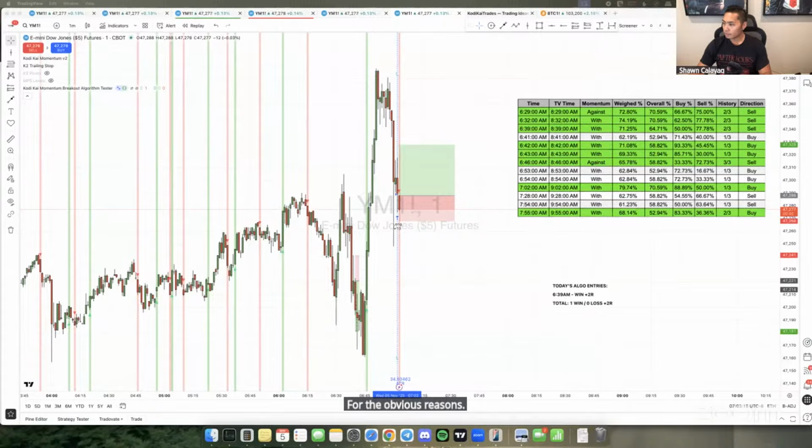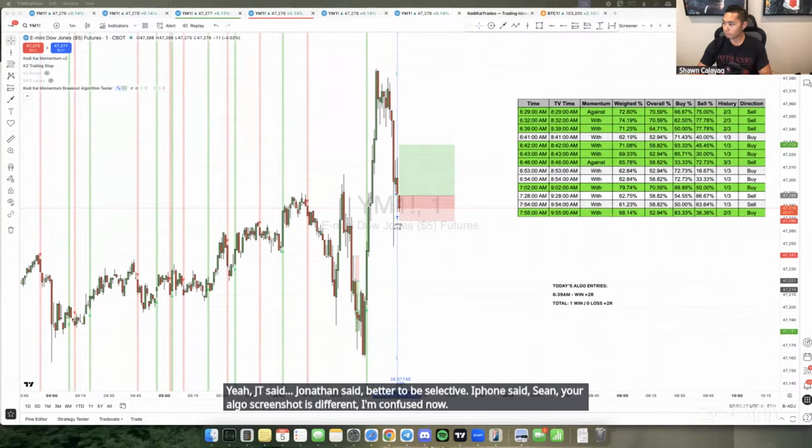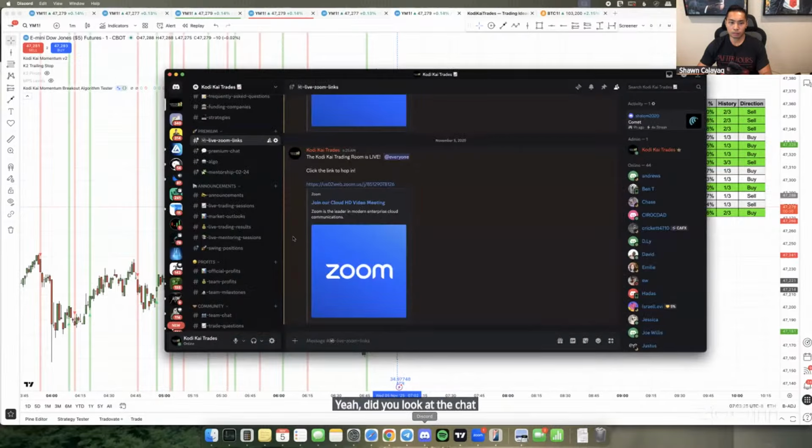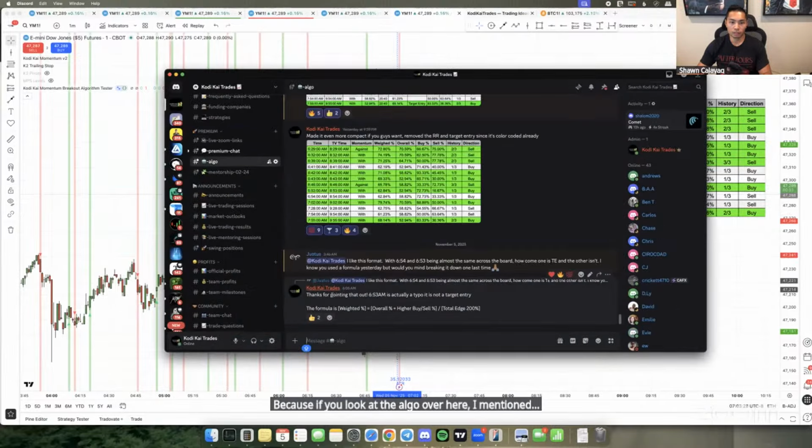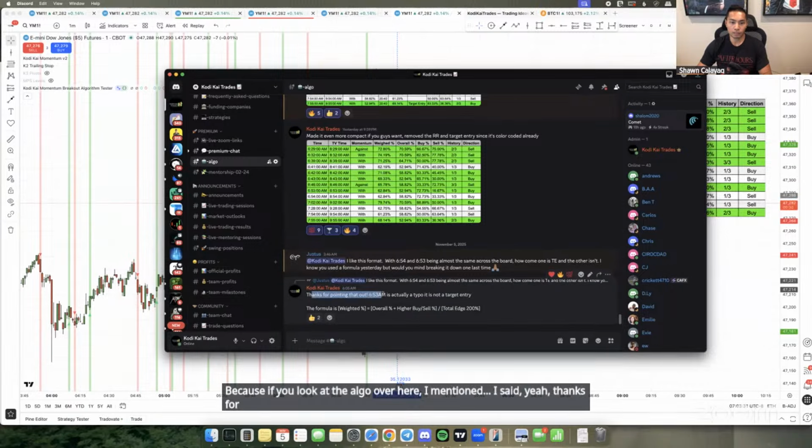Yeah, JT said, Jonathan said, better to be selective. iPhone said, Sean, your algo screenshot is different. I'm confused now. Yeah, did you look at the chat over here? Because if you look at the algo over here, I said, yeah, thanks for pointing that out. 63 is actually a typo.